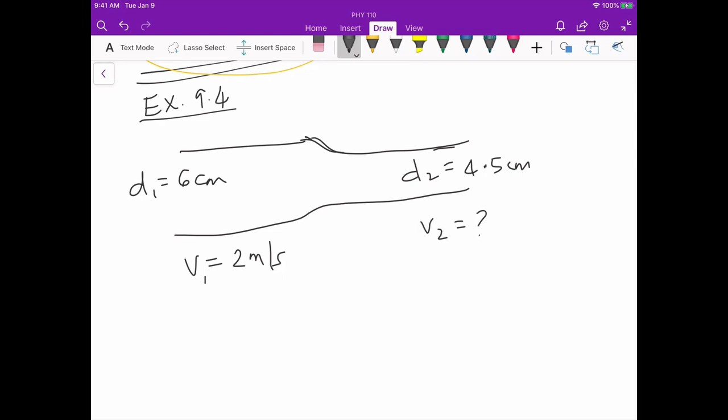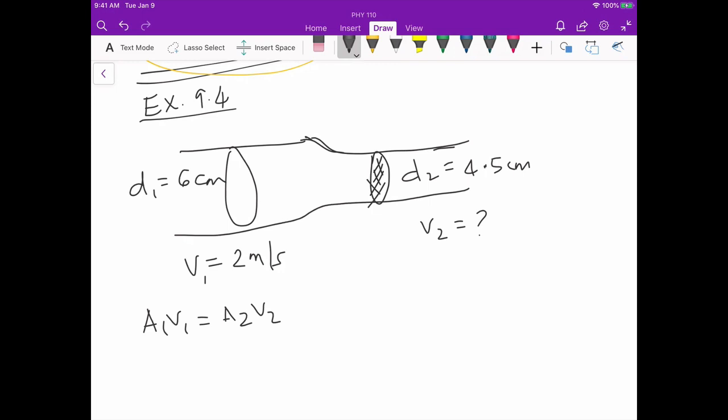V2 here is what? Something you need to keep in mind is to look at the problem and try to judge your answers first. I already mentioned that if the area is larger, the speed is slower relatively. In other words, if the cross-sectional area is smaller, then you would expect a higher value. So your answer definitely has to be more than 2 meters per second, otherwise it's not right. Then you will apply the equation of continuity, which is A1 V1 equals A2 V2.